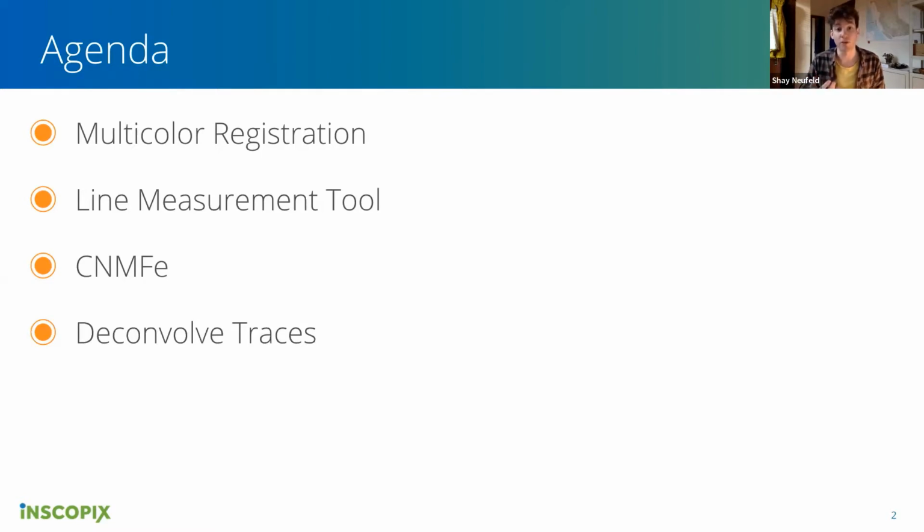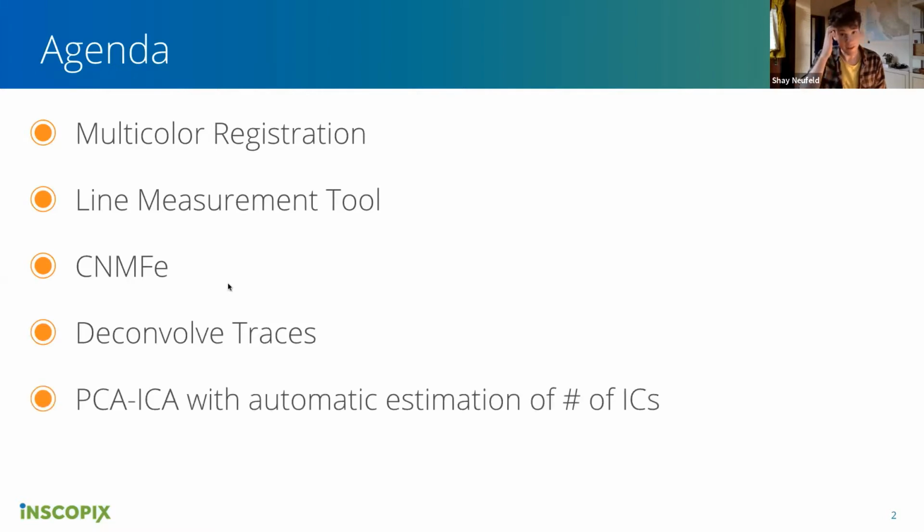You can do that for CNMFE cell sets, but you can also now apply that to PCA-ICA cell sets or manual ROI cell sets. So it's hopefully a nice, useful general tool that you can use to denoise and infer spikes on cell set traces.